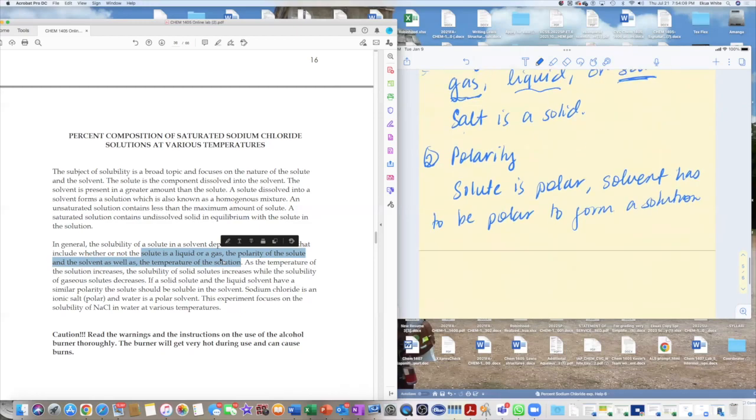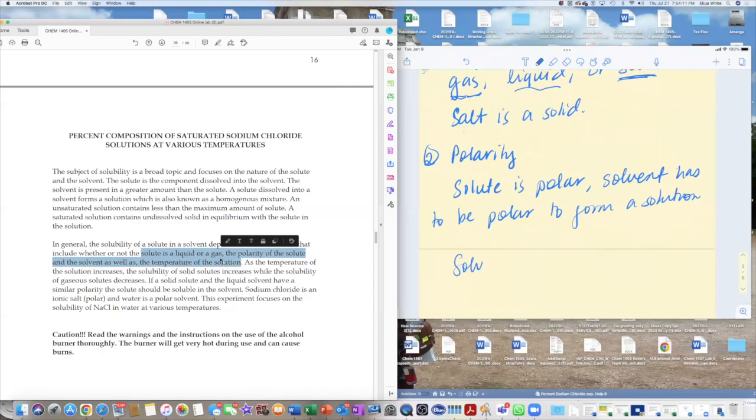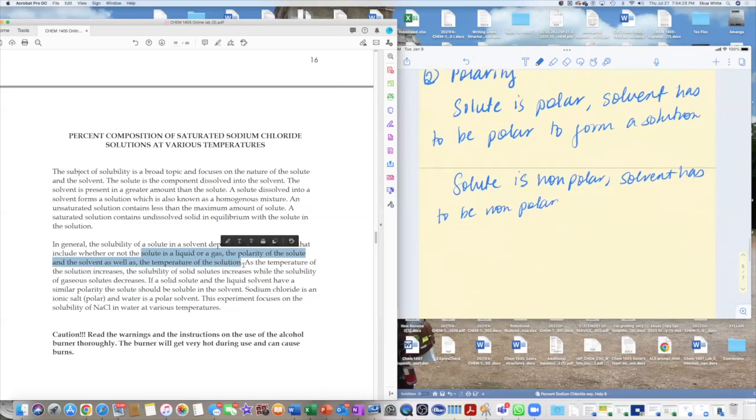Okay. Now, if your solute is nonpolar, then guess what? Your solvent has to also be nonpolar. Okay, I'm getting close to the end, right? And then number three is the factor of temperature.